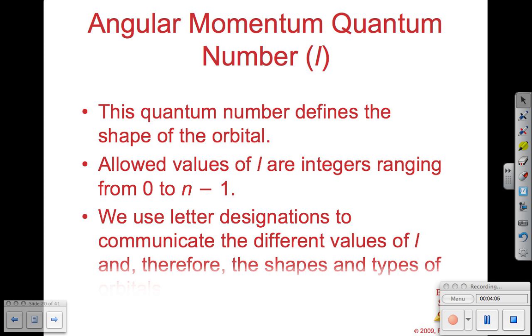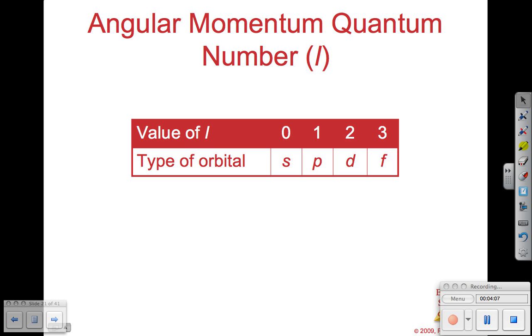We'll look at the next one to see this idea. The value of l: if it's 0, it's s. If it's 1, it's p. If it's 2, it's d. And if it's 3, it's f.